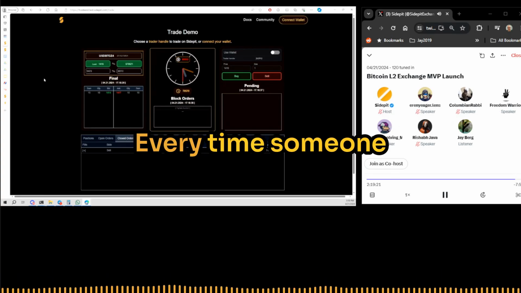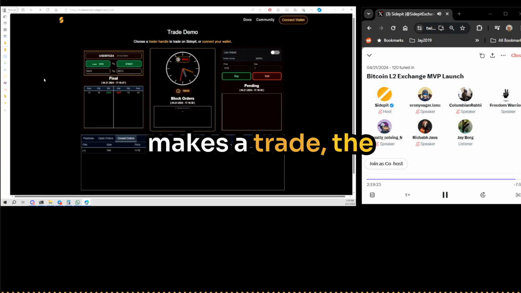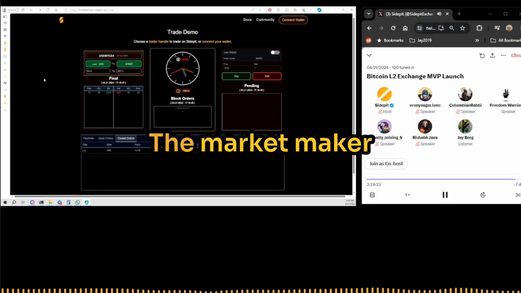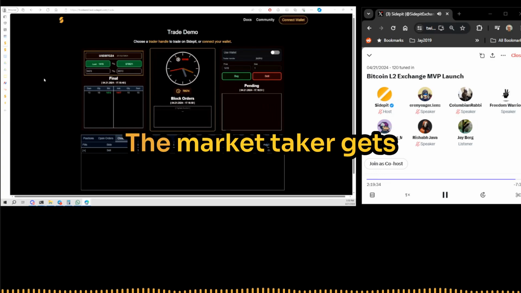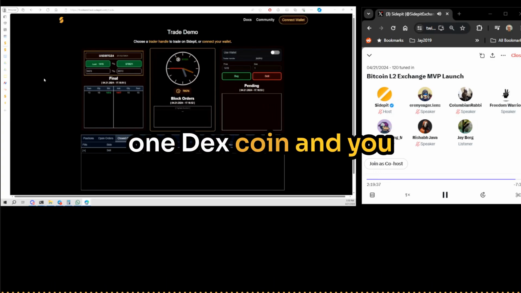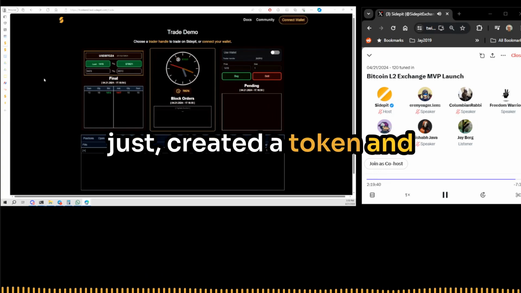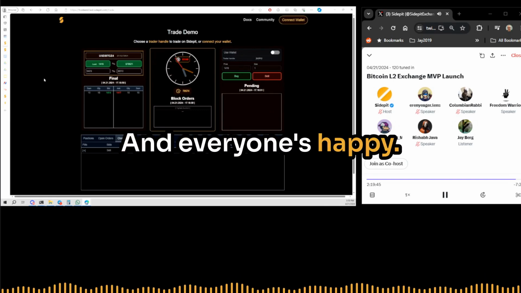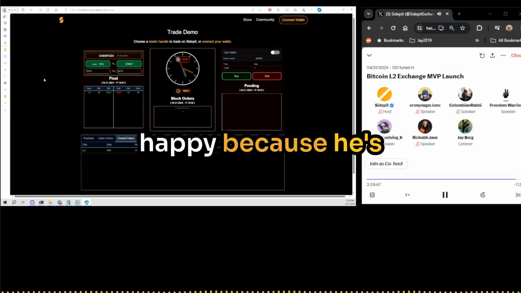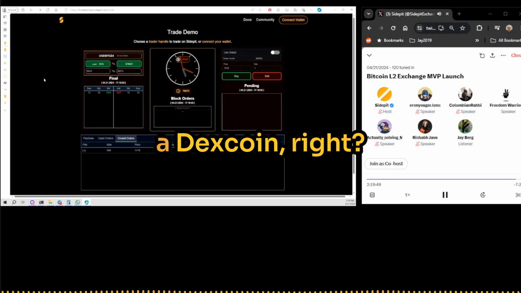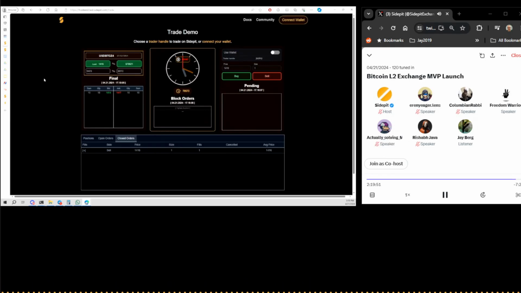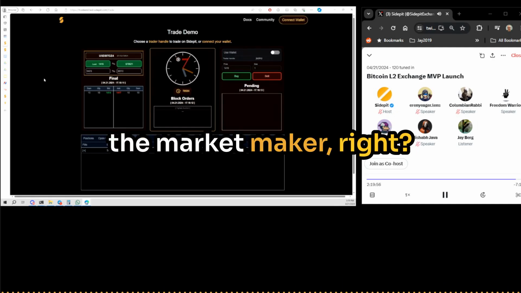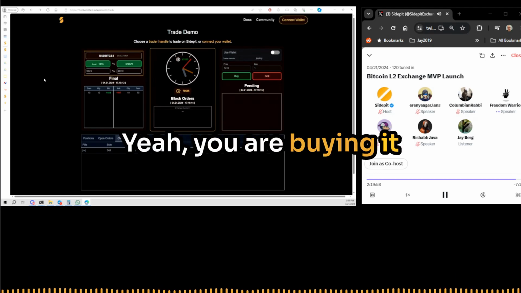Okay, so now you want to turn this into a token? Here you go. Every time someone makes a trade, the aggressor gets 1 Dexcoin. It's very simple. The market maker doesn't get anything. The market taker gets 1 Dexcoin, and you just created a token, and everyone's happy. The market maker's happy because he's getting a better price, since you're getting a Dexcoin. So you are basically buying it from the market maker.